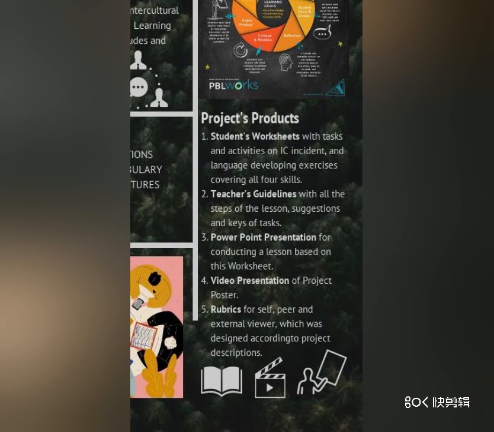Finally, our project products. First one is students' worksheets, with tasks and activities on the intercultural incident and language development exercises covering all four skills. Second one is teacher's guidelines, with all the steps of the lesson, suggestions, and keys to tasks. Third one is a PowerPoint presentation for conducting a lesson based on this worksheet. Fourth one is the final presentation of the project poster. This is the final product. And we also designed rubrics for self, peer, and external viewer, according to the project descriptions.